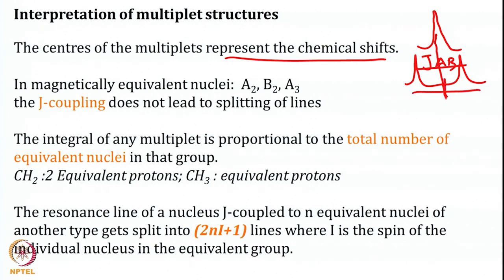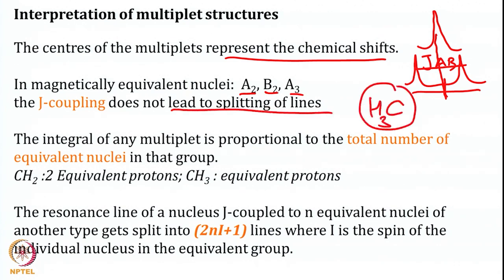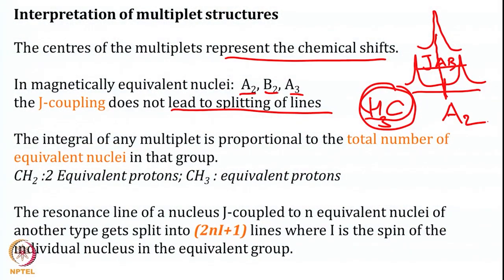Now, for magnetically equivalent spins, as we defined, like A2 or B2 or A3, the J coupling does not lead to splitting. For example, for CH3 in methylene, the peak is going to be only one peak because they are magnetically equivalent, as in the example we gave previously. So, if the spin system is like A2 or B2 or B3, there will be no splitting of lines in these cases.